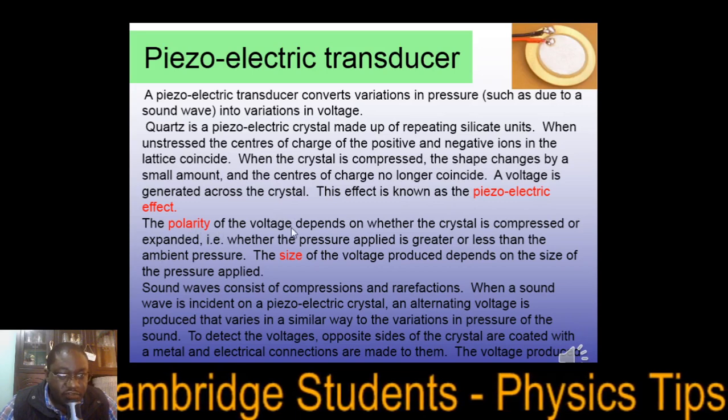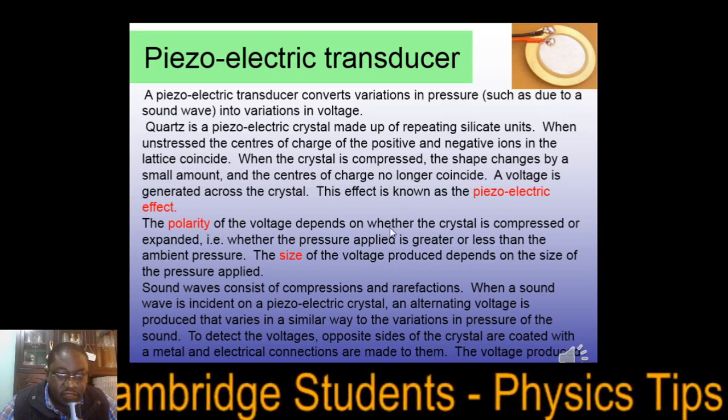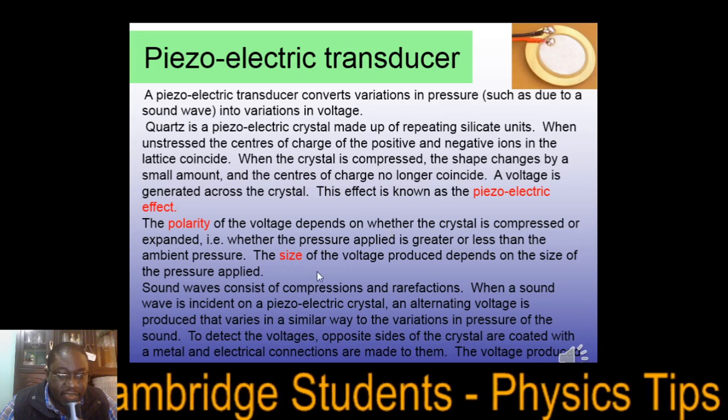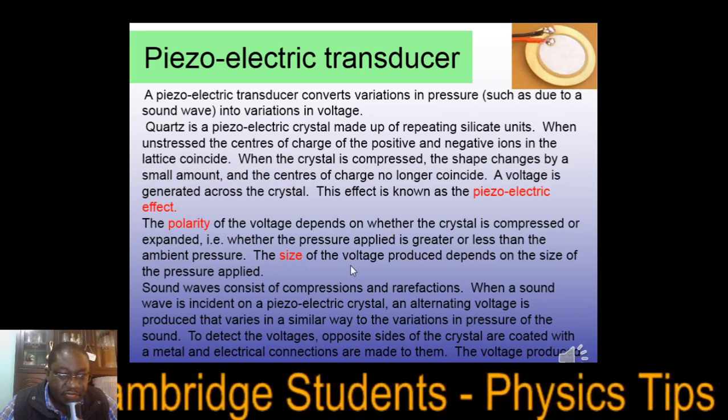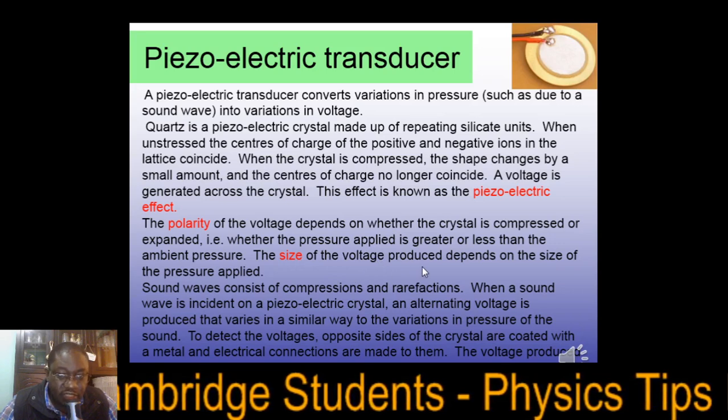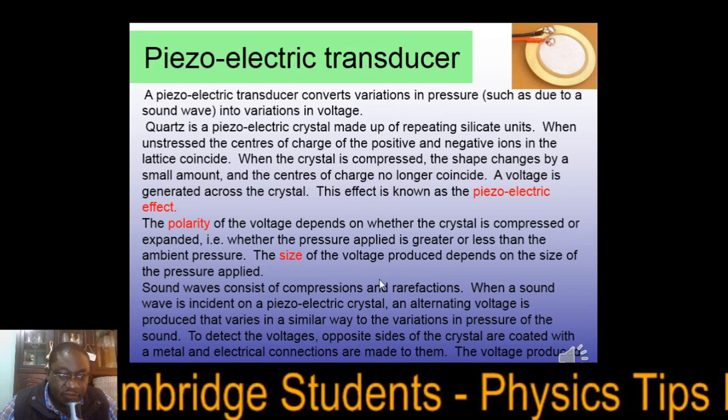The polarity of the voltage depends on whether the crystal is compressed or expanded, i.e. whether the pressure applied is greater or less than the ambient pressure. The size of the voltage produced depends on the size of the pressure applied.